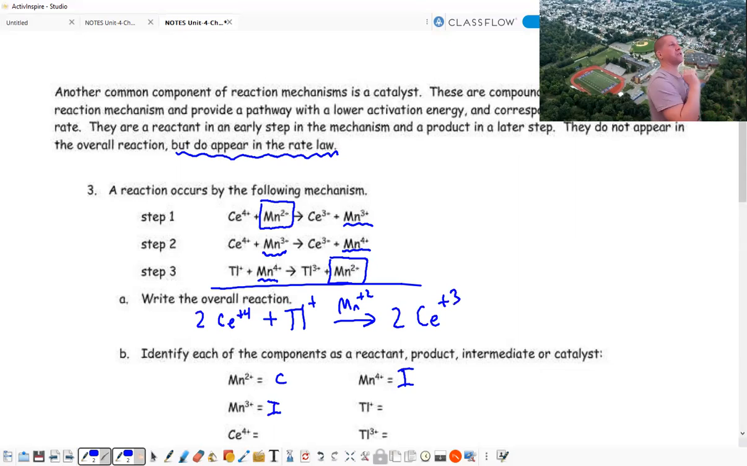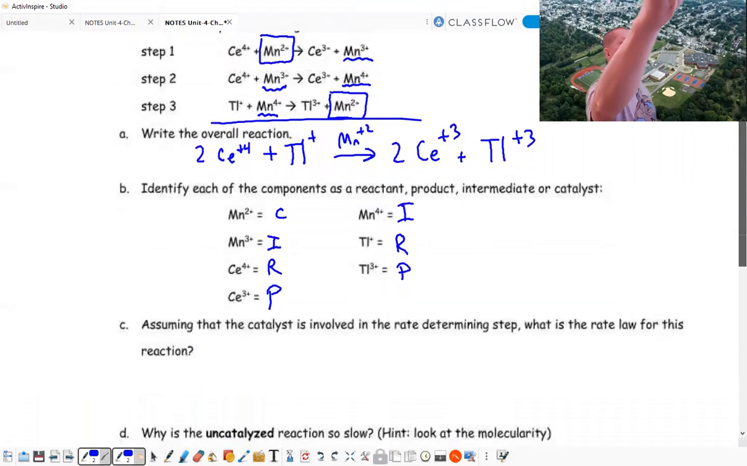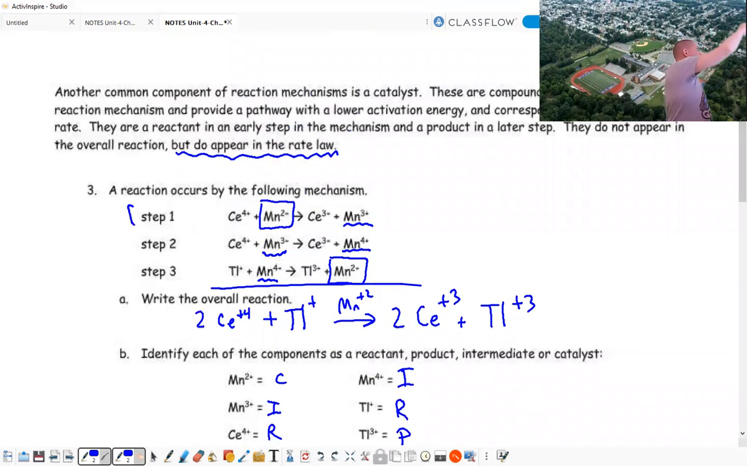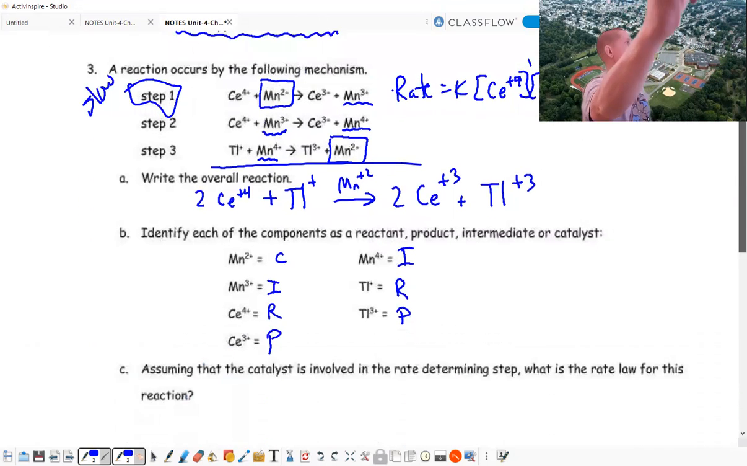So you can see I have 2Ce+3 and I have a Tl+3. So Tl+1 is a reactant. This is a product. Ce+4 is a reactant. And Ce+3 is a product. Assuming that the catalyst is involved in the rate determining step, what is the rate law? So we're saying that this is the slow step. So rate equals k times Ce+4 to the first and Mn+2 to the first. So first and first order with respect to each.